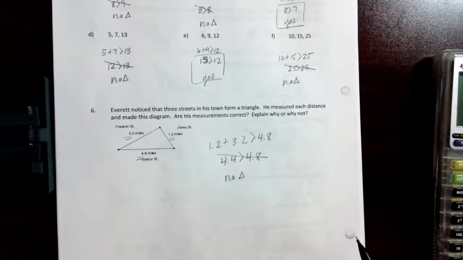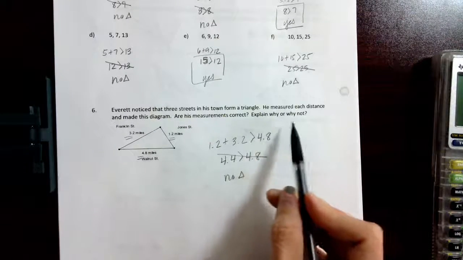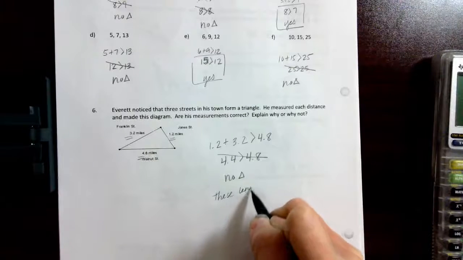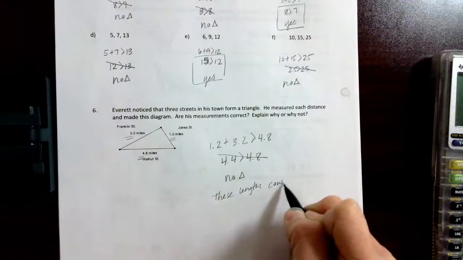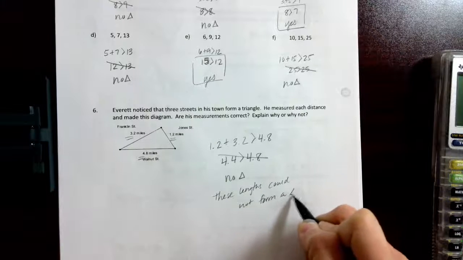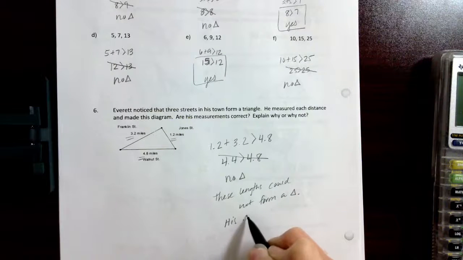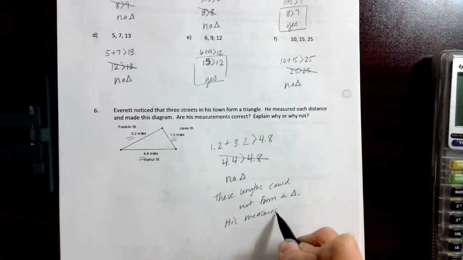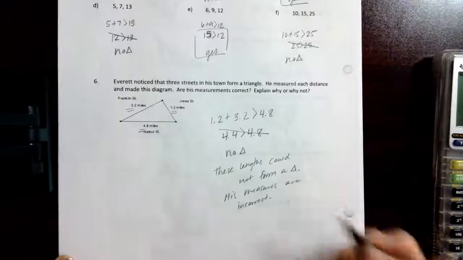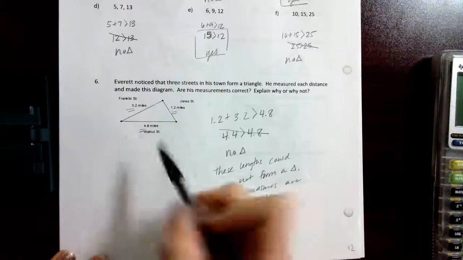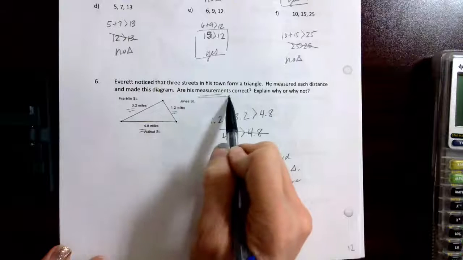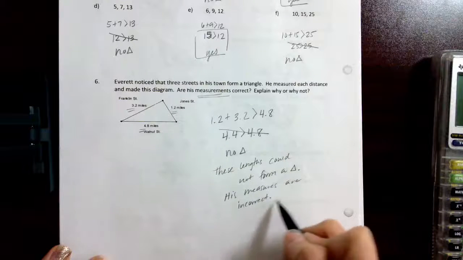Okay. Are his measurements correct? Explain why or why not. These lengths could not form a triangle. His measures are incorrect. Okay, so the streets still form a triangle, but the question is, are his measurements correct? And we would say, no, his measurements are incorrect.